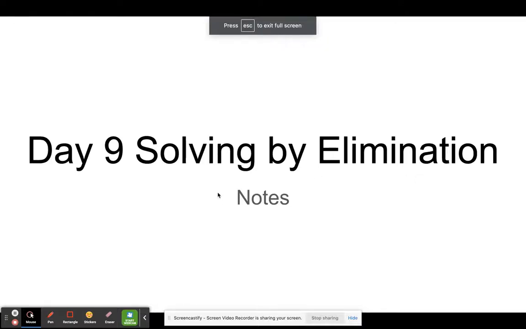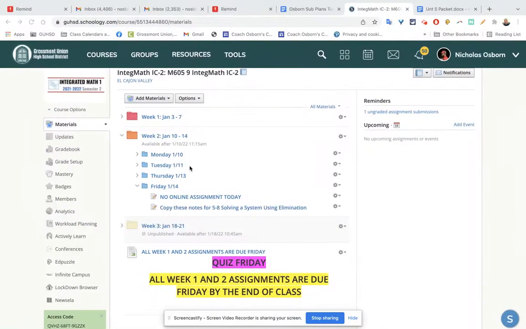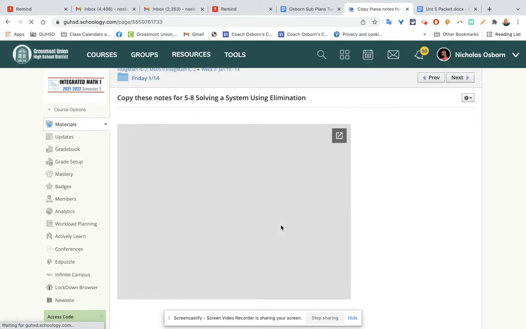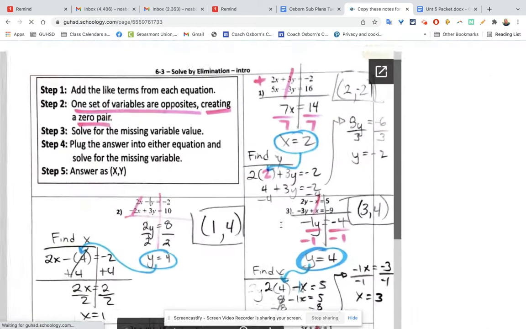All right, guys, so I'm going to be going over the day 9 solving by elimination notes. If you guys remember, we did elimination last Friday. If you didn't get it, make sure you get these notes. But just a reminder on how all this works.